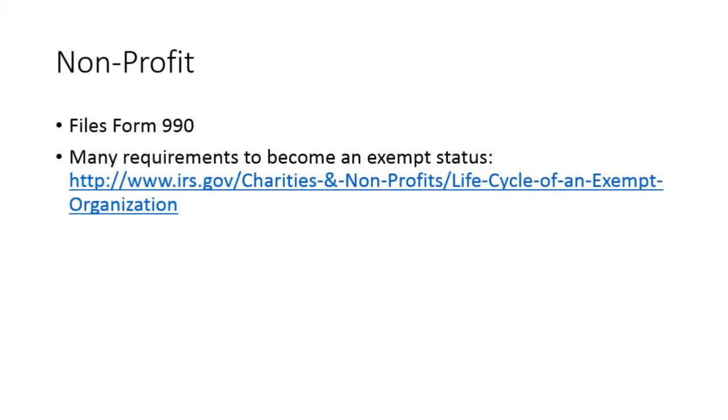The last but not least is the nonprofit. The nonprofit, we're not going to spend a lot of time on, but it does file a 990 form. And there are other requirements, exemption requirements, that you're required to meet. And I have a link here that you can always go to. It's an IRS link, and it tells you a little bit more about a nonprofit. And that concludes business entities.